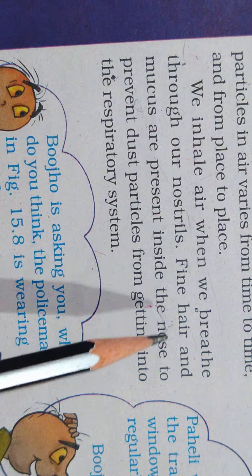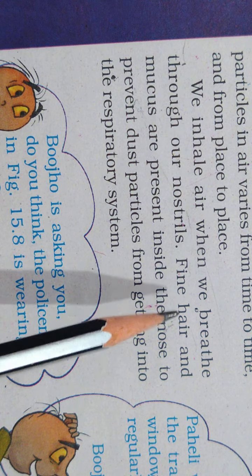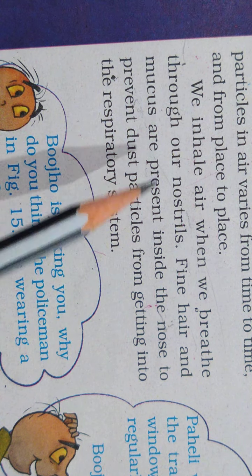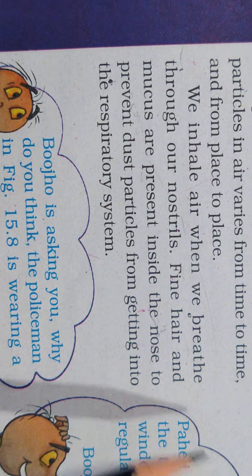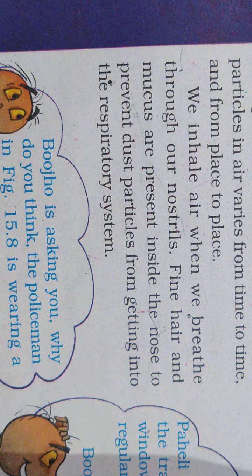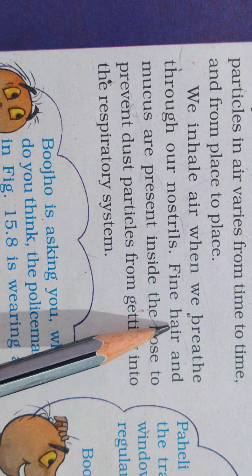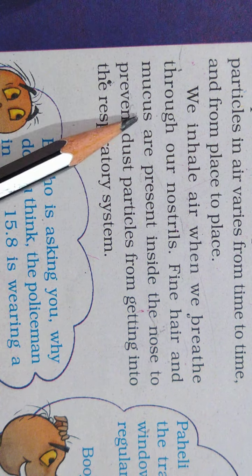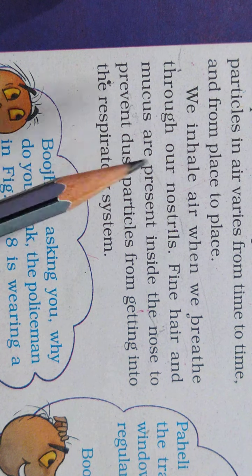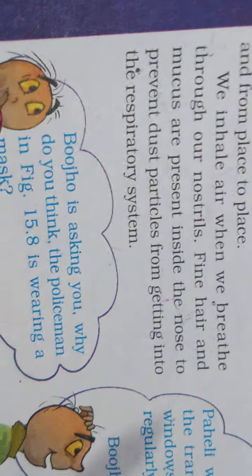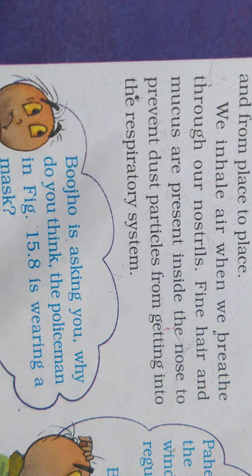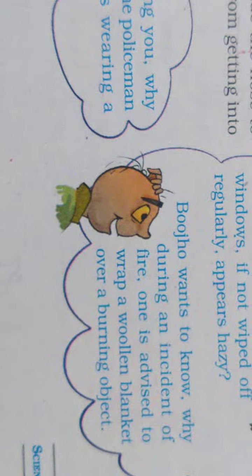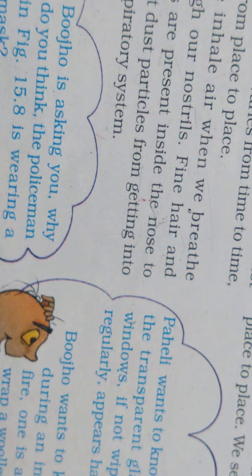So if there will be a question why we are having hair and mucus in our nose, it is because when we respire air containing a large amount of dust particles and impurities, this hair prevents them from going inside and mucus just keeps them stuck there. Now this is how our respiratory system is protected from pollution. Now let us proceed.